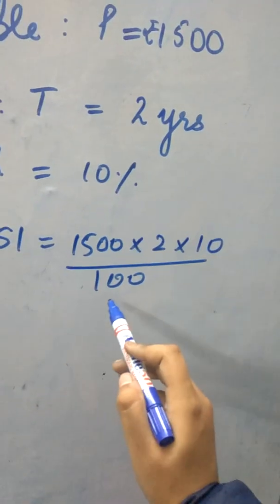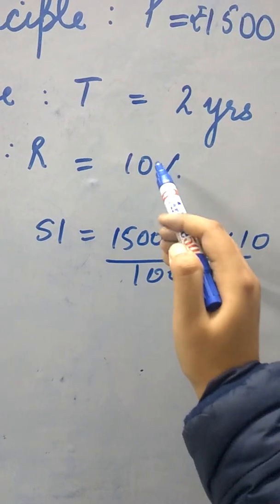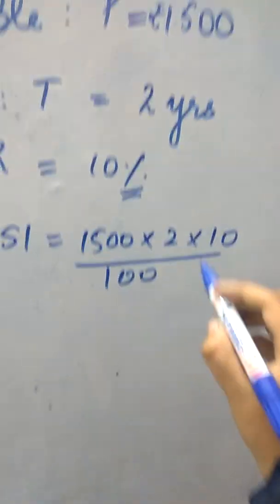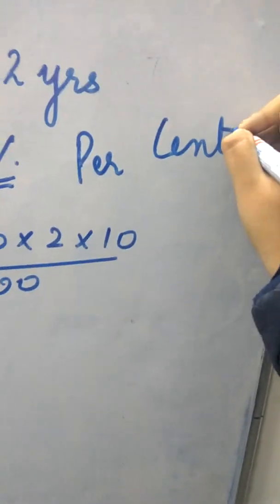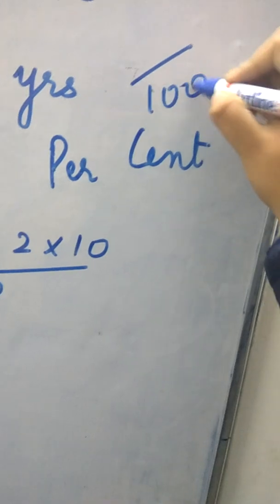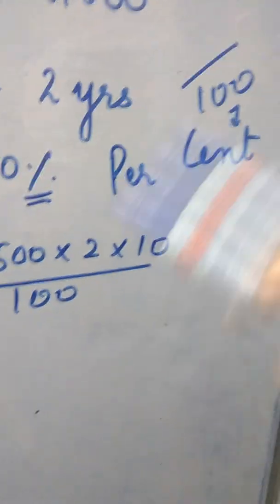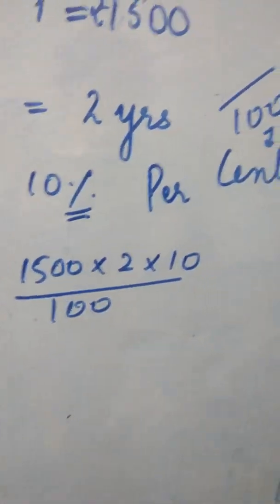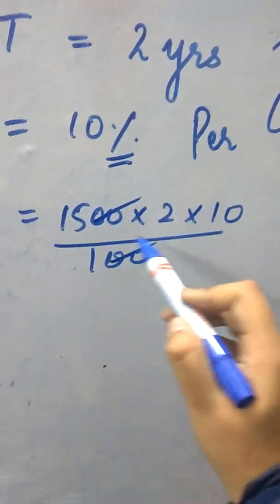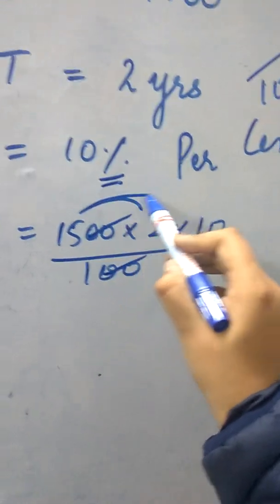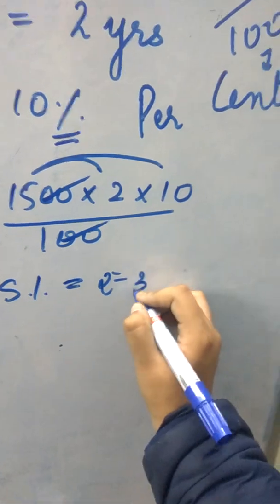Now where does this 100 come from? Well, you can see that this 10 is there along with a percent sign. Percent, that means per cent, means that you have to divide something by 100. Cent actually is 100, you can say, and per is the division sign, so 10 per 100. So it has to be like that. This is where the 100 comes from. So the zeros cut out with zeros, 15 twos are 30 and 30 tens are 300. The SI is rupees 300.